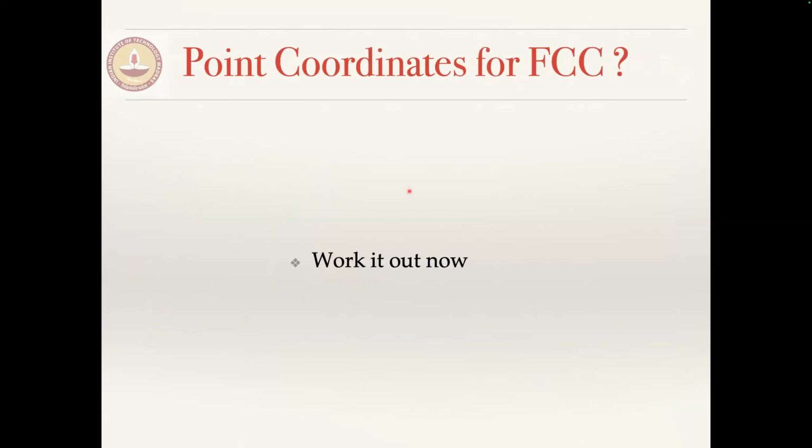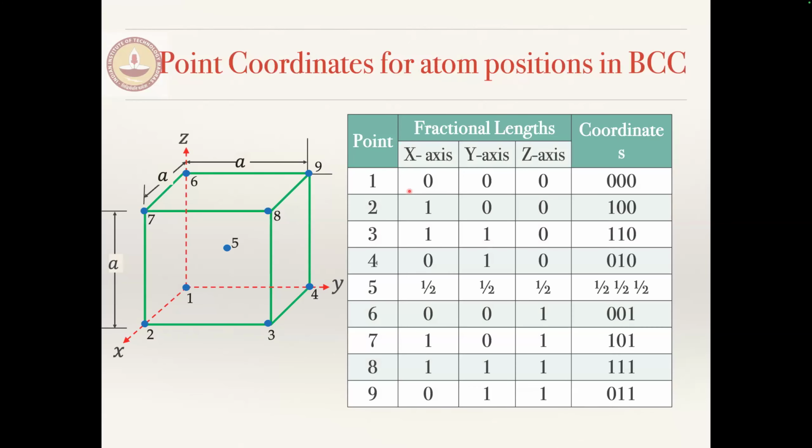Sir, one question. For point 5 we said 1 by 2, 1 by 2, 1 by 2, and you told that you should not write 0.5, 0.5, 0.5. I got the logic personally, but I just wanted to confirm why it is so. There is no logic here. It is only a universal representation system that crystallographers agreed to. Okay, sir. Noted.